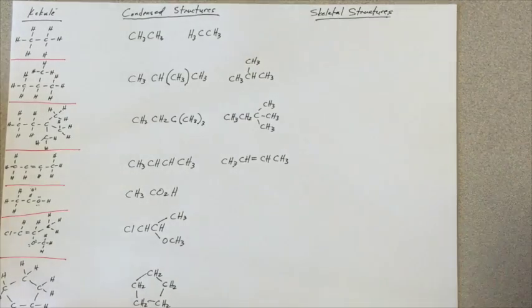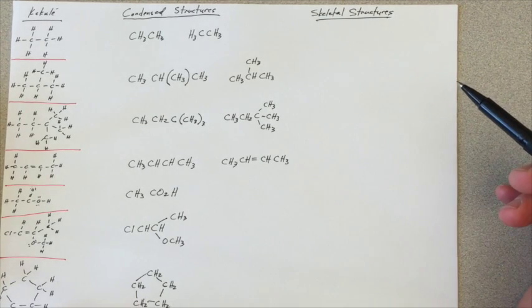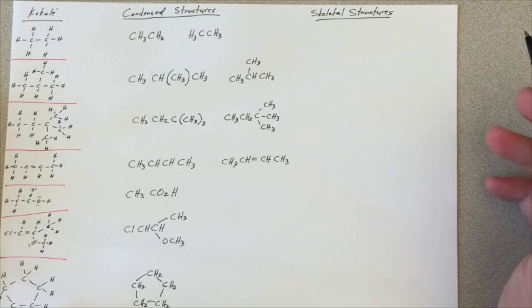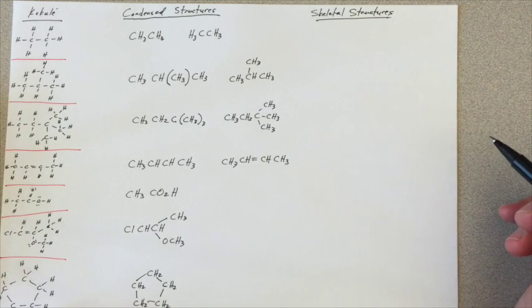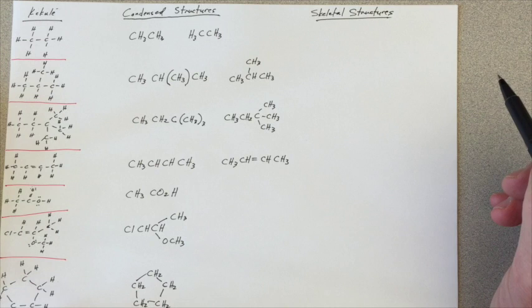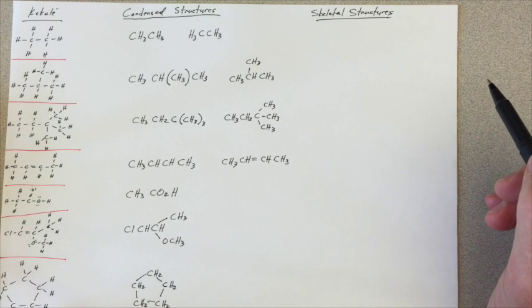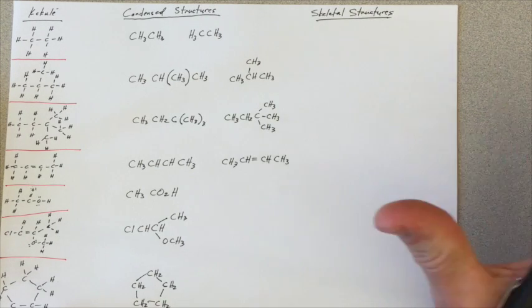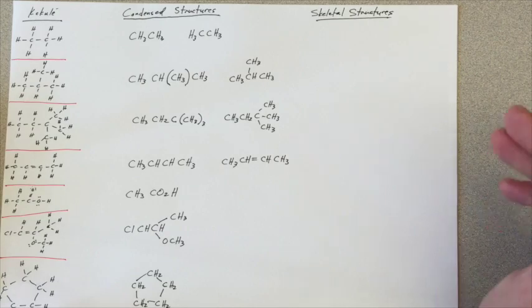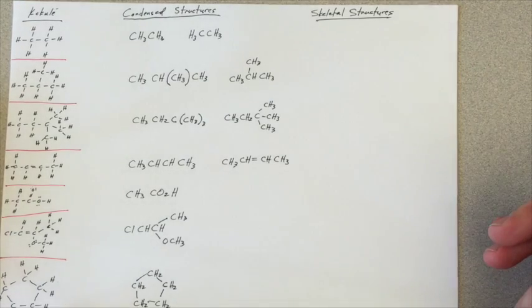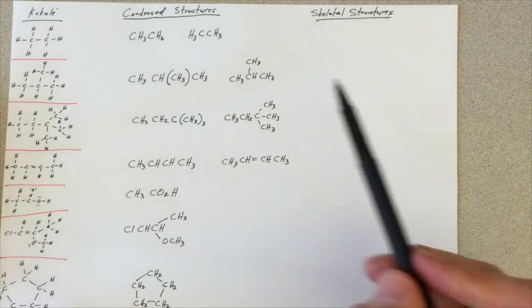With skeletal structures, we're going to assume that every atom that we have in a molecule is carbon unless we tell you otherwise. And not only that, we're going to assume that every carbon in the molecule is saturated with hydrogens unless we tell you it's not. So let me give you an example to help explain this.